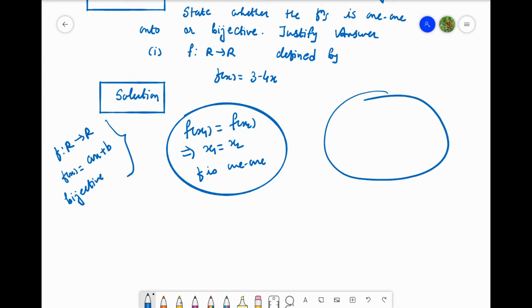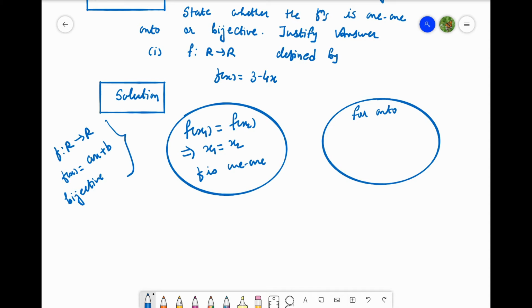And for onto, for each y belongs to R codomain, there exists x belongs to R domain such that f of x equal to y. So if we are able to prove this thing, then f will be onto.